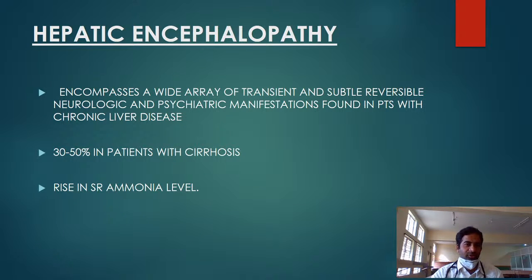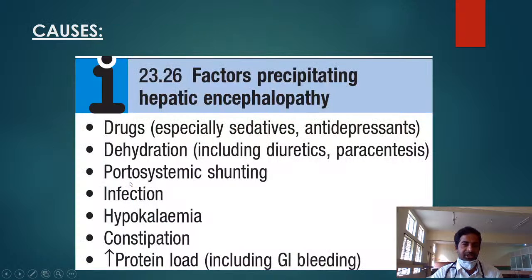So hepatic encephalopathy mainly encapsulates a wide array of transient and subtle reversible neurological and psychiatric manifestations, mainly found in patients with chronic liver disease. Okay, so it is seen in 30 to 50% of the patients with cirrhosis. There is a rise in serum ammonia level. It's the most important complication of cirrhosis of liver. So the investigation of choice is serum ammonia. Serum ammonia is always raised.